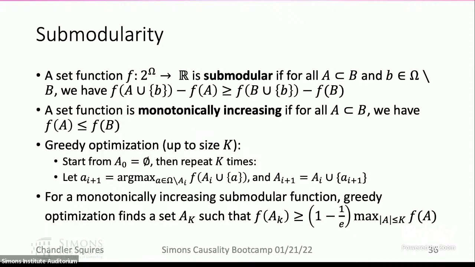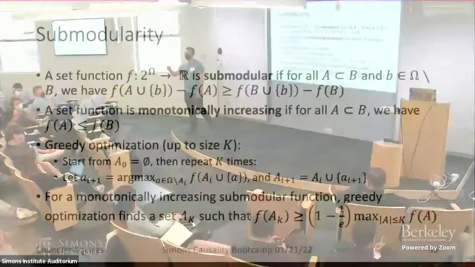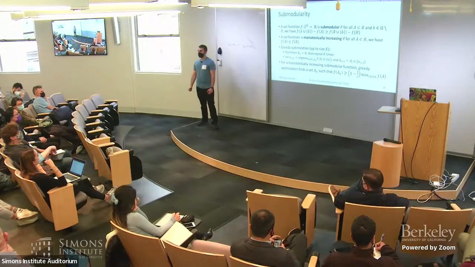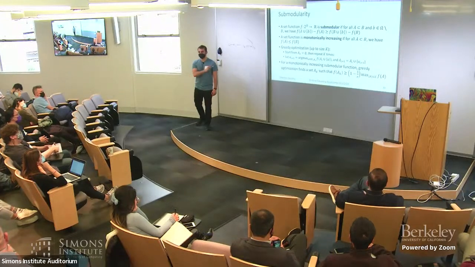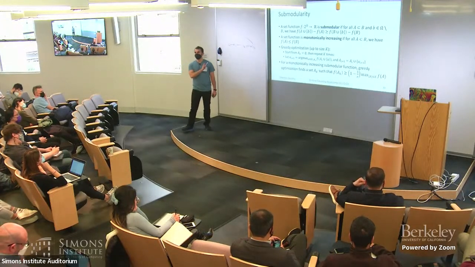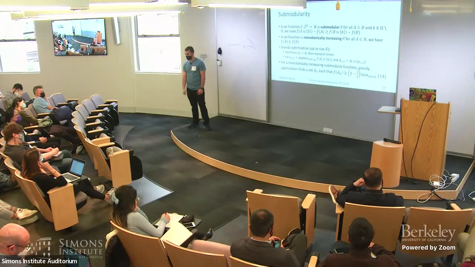So now your items are the possible interventions. Isn't there exponentially many of them? Not for single node interventions, but if it's unbounded size, then you can have exponential. Yeah. So I don't think the proof here is going to extend to unbounded size interventions.